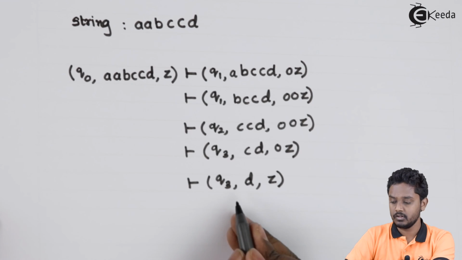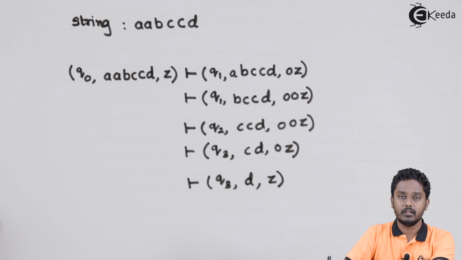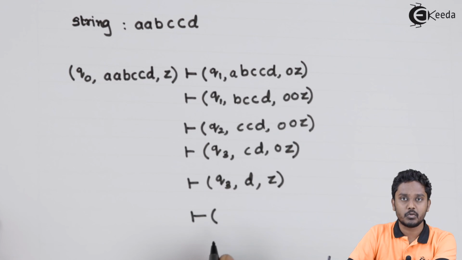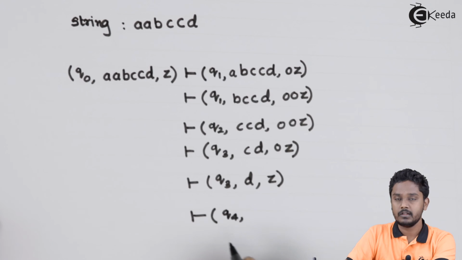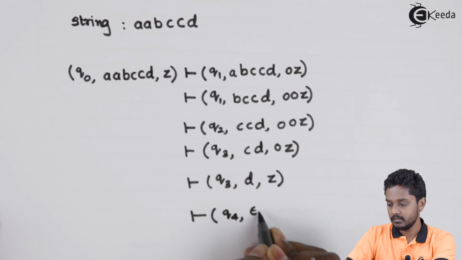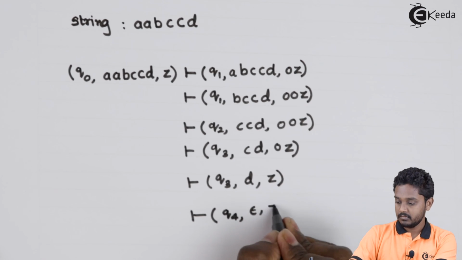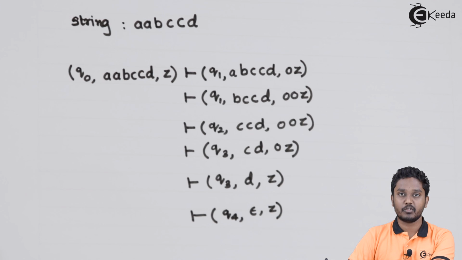Last transition, Q3 on D with Z as the top of the stack. It will cause the machine to go to state Q4. The string to be visited is now empty, and the stack is kept as it is. You can see that at the end of the string, we are reaching the state Q4, which is a final state, and hence this particular string is accepted.